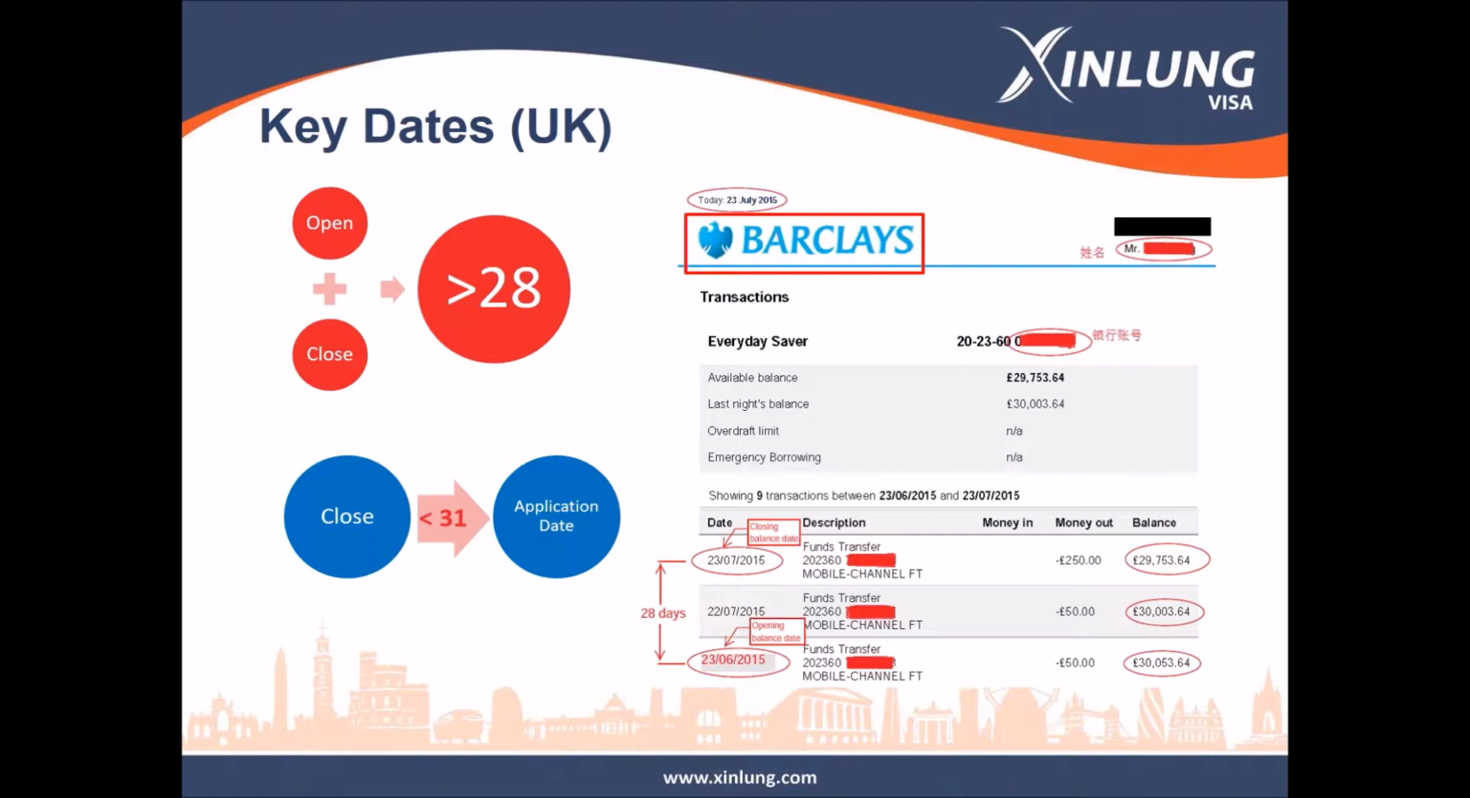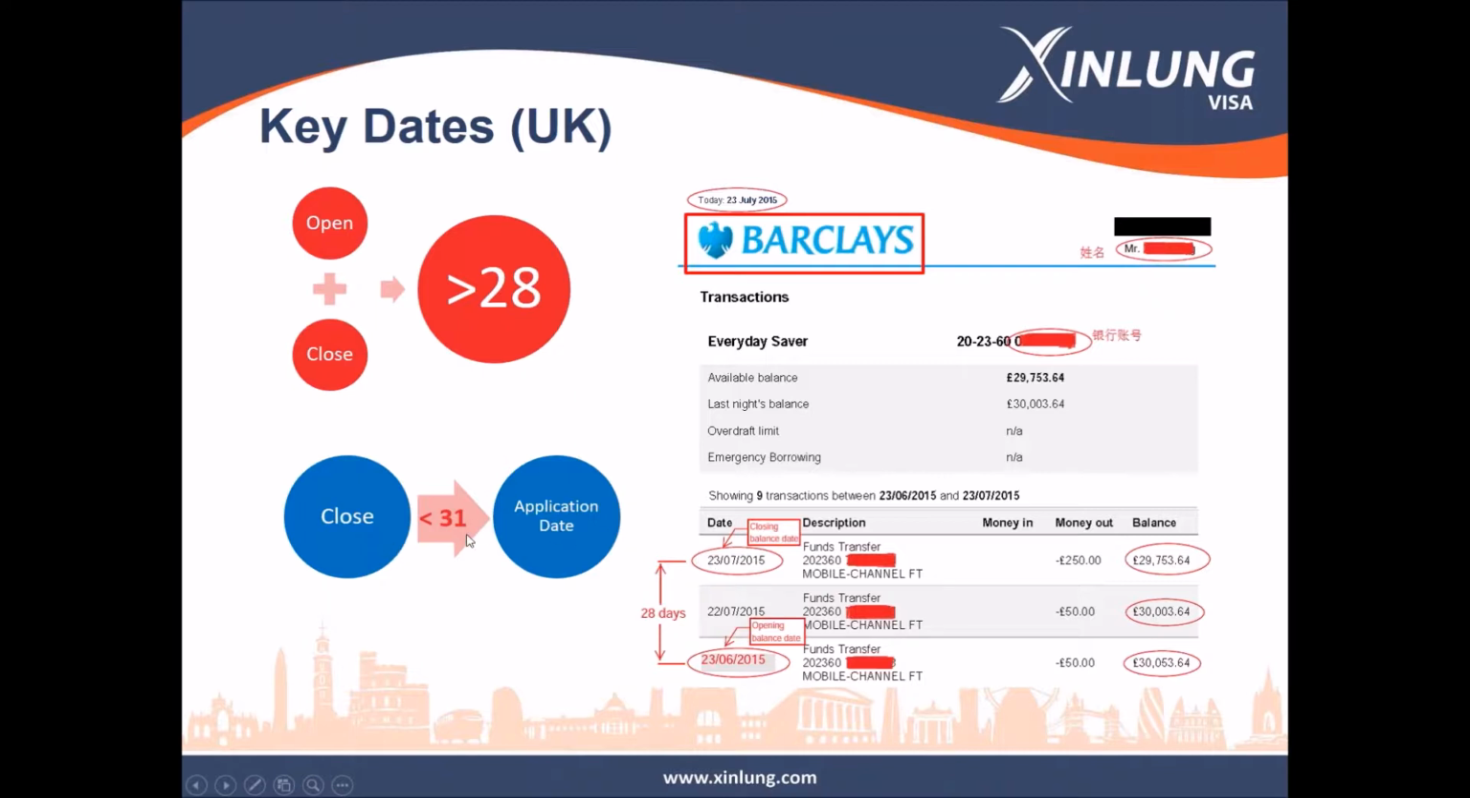Okay, so if he only needs, for example, 25,000 to prove the tuition fee and the maintenance level, then this would be sufficient. So 29,000 is more than 25,000 required, and the money has been maintained for 28 days. So this is sufficient. Another date we need to pay a lot of attention to is, as we talked about, the bank statement has to be fairly recent. It has to be within the 31 days of our application date.